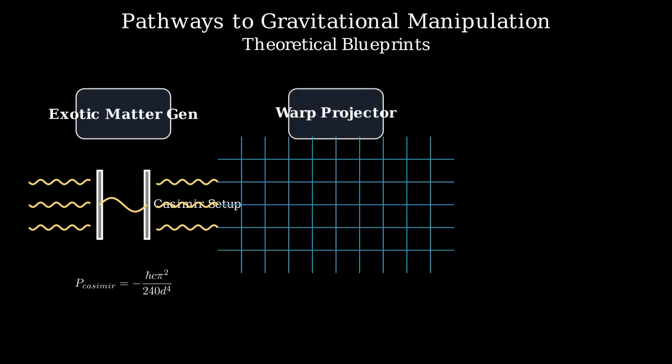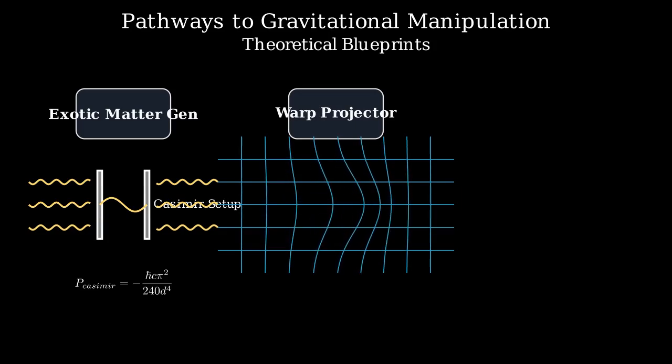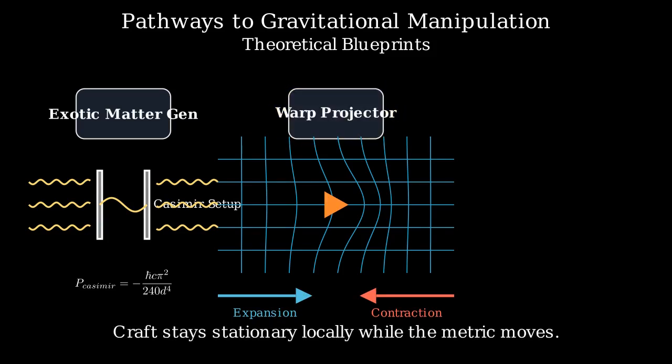Next, we consider the warp field projector, an application of metric engineering known as the Alcubierre drive. Watch as the grid of space itself is manipulated. We expand space behind the craft and contract it in front. In this model, the ship remains stationary within its own local bubble of flat spacetime, while the metric itself carries the bubble forward. It is a way to move without technically moving through space.